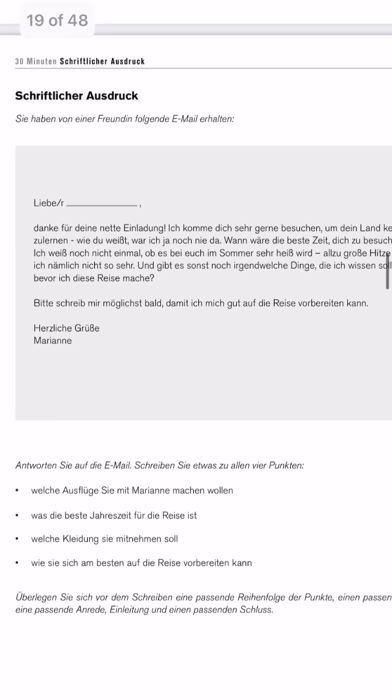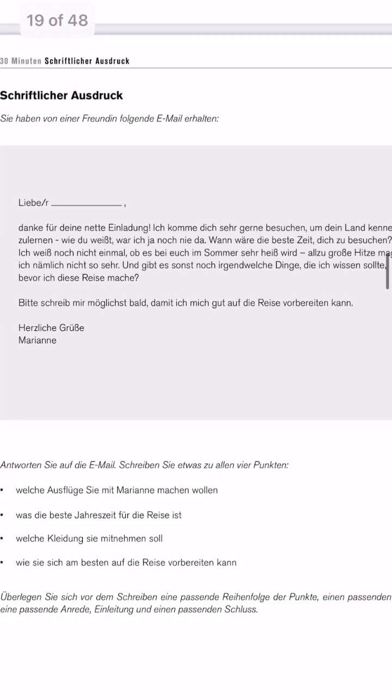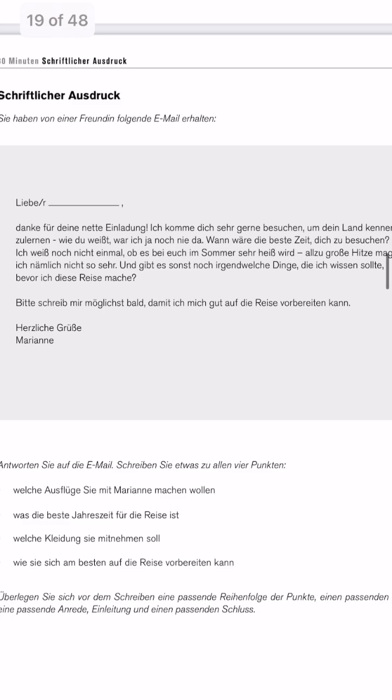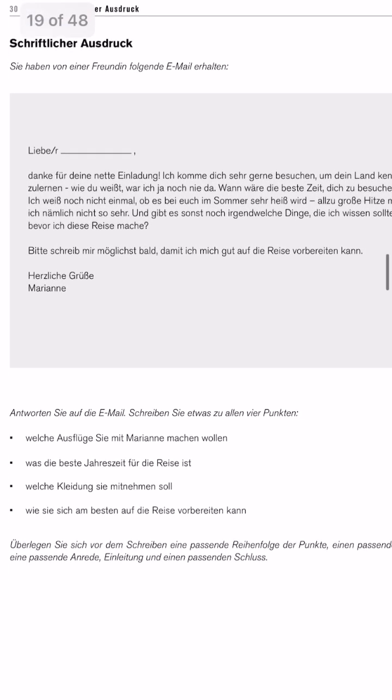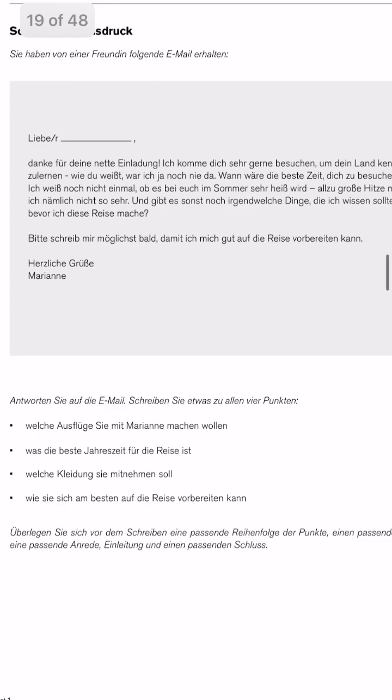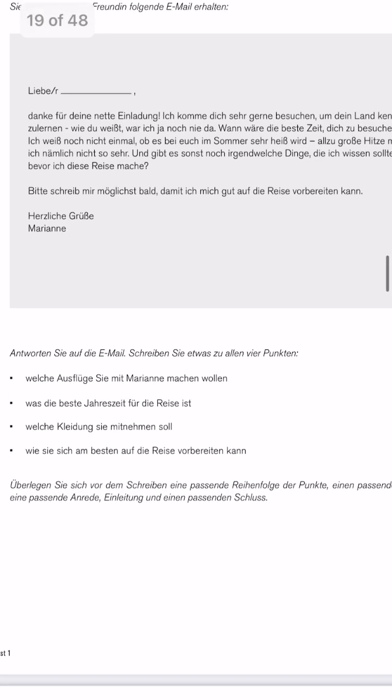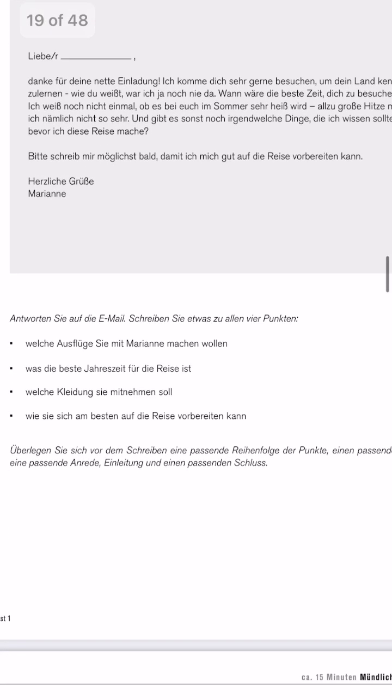And we can clearly see that this letter is addressed with Liebe, which is an informal address. So we can say that this is an informal letter, and maybe it is written by my friend or maybe my family. After analyzing the type of letter, we will directly come to the points which I would be writing in my letter. So let's say the first point is welche Ausflug Sie mit Marina machen wollen, and so on. Other points also we will read.